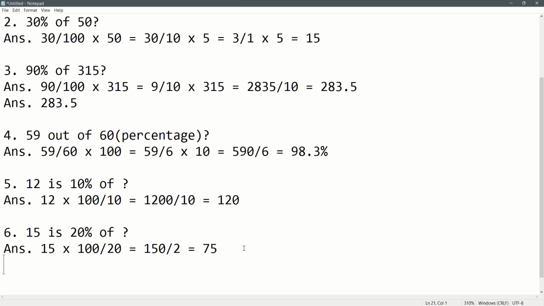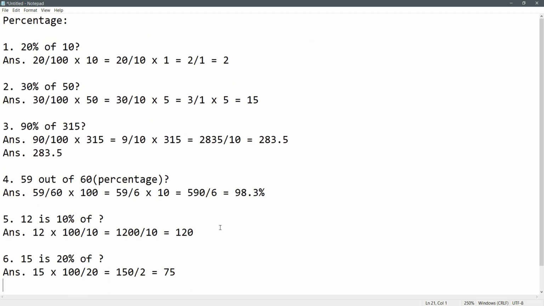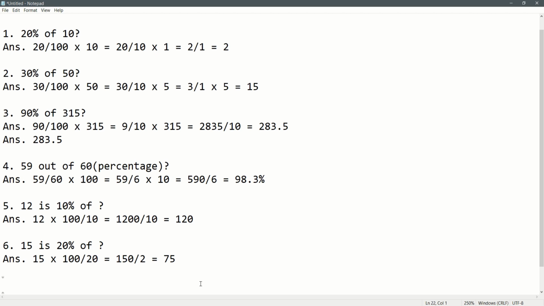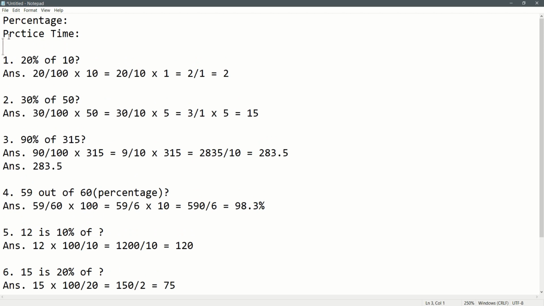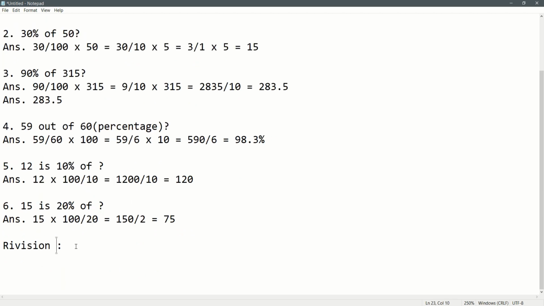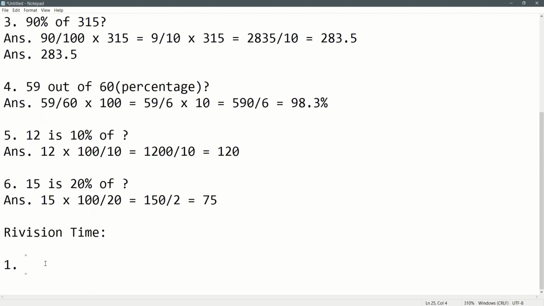Now I hope that till this point you are able to understand everything, and now it's the time of revision. Okay, revision. These are the two sections. This is the practice time, and this one is the revision time over here, which I have written revision time. Okay. So I'll be giving you 5 questions. If you want, you can take the screenshot here only, and if you want, then I will provide them in the description. Please do let me know in the comment box if you want them.